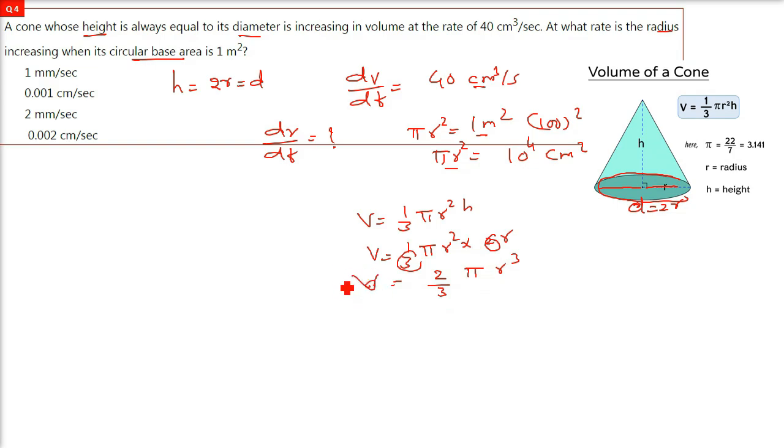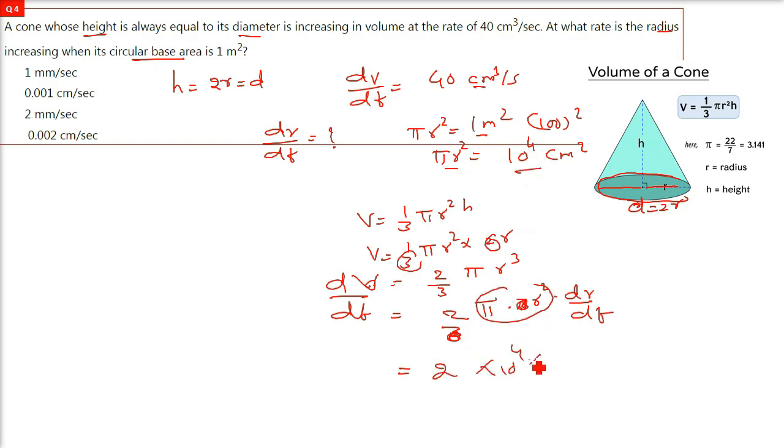Now let us find dV by dt. dV by dt will be 2 by 3 pi times 3r square dr by dt. And then you can cancel this 3. We have 2 pi r square dr by dt. So in place of pi r square, just put 10 to the power 4 that we have already computed. This is dr by dt. So dV by dt is this 40, you can put it here. So dr by dt is 40 divided by 2 divided by 10 to the power 4.